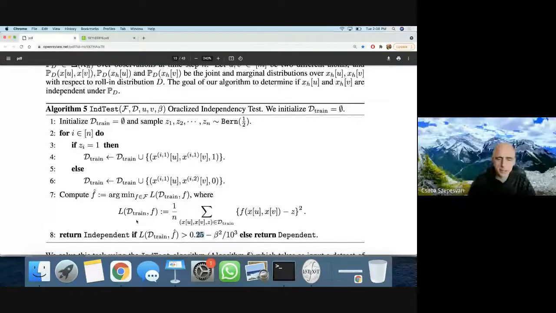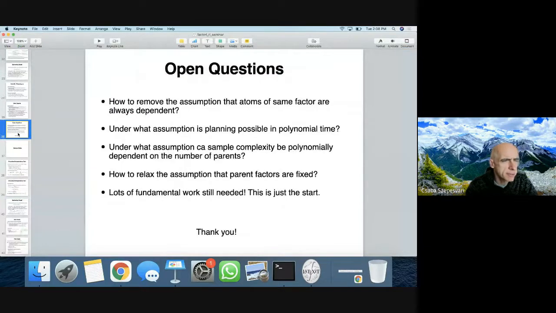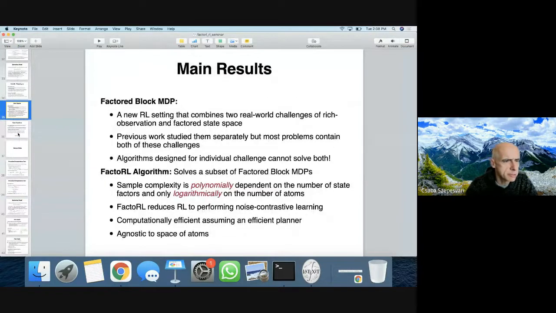I do have a question, somewhat general. You said that the algorithm is computationally efficient, but I think that this is subject to assuming that a bunch of things are computationally efficient, not just the planning part, but for example, the noise contrastive learning. Is that necessarily computationally efficient? Right. I also, yeah, go ahead.